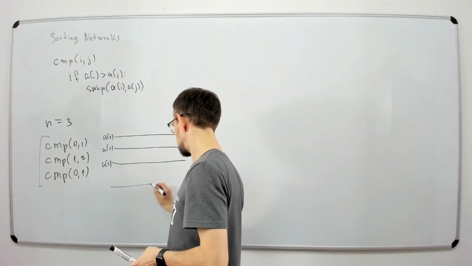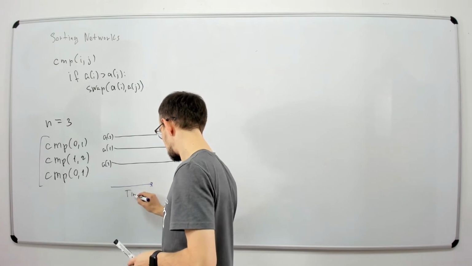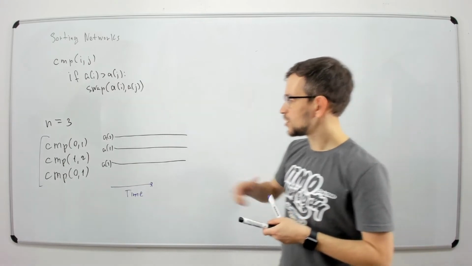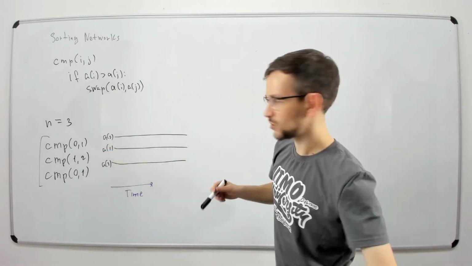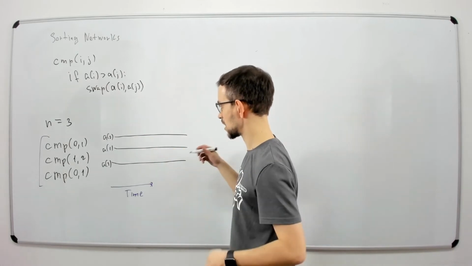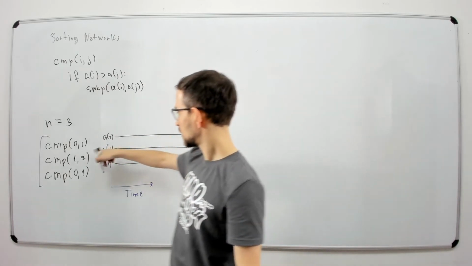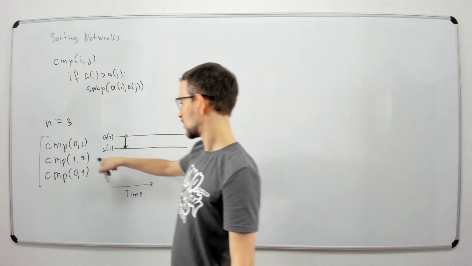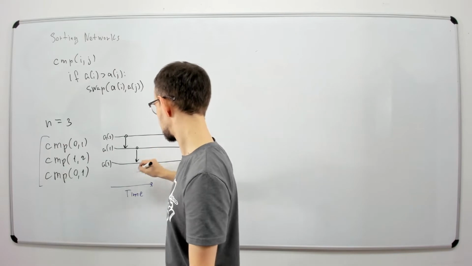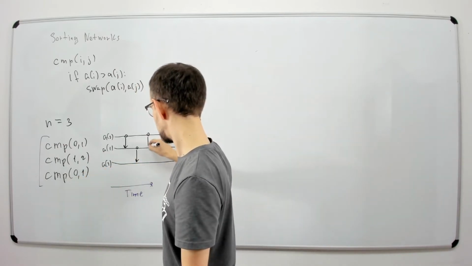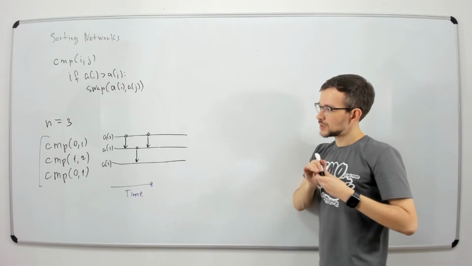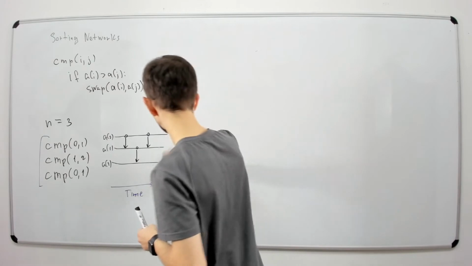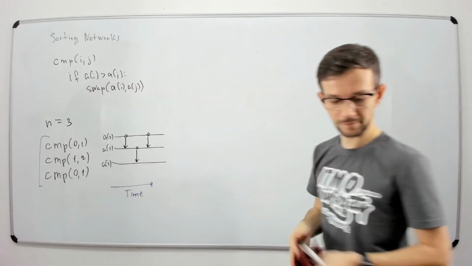Here, time goes from left to right, and each comparator is drawn like an arrow from one element to another. So here we compare 0 and 1, so we draw it like this. Now we compare elements 1 and 2, draw it like this, and now again we compare elements 0 and 1 like this. So this is the insertion sort of 3 elements.